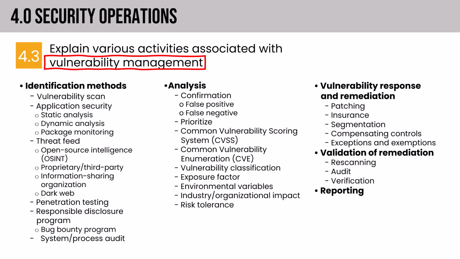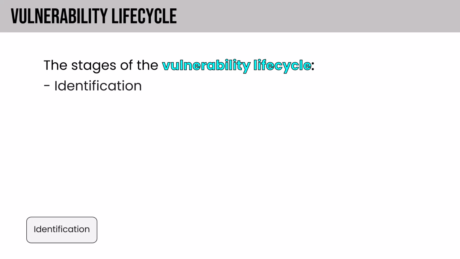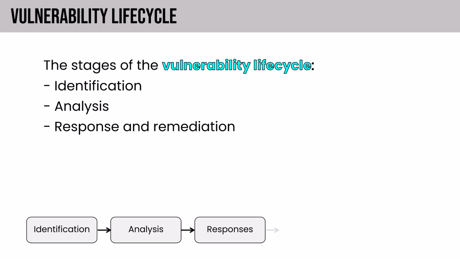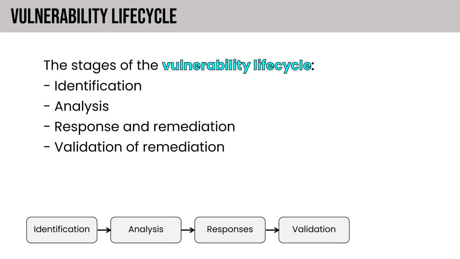What you may not see within this very long list is the vulnerability lifecycle. Maybe not obvious, but it's hidden here. Identification, analysis, response, validation, and reporting. So let's start with a quick walk through that lifecycle, and then we'll dig into the details here. So the vulnerability lifecycle has those 5 phases: identification, analysis, response and remediation, validation of our remediation, and then reporting.